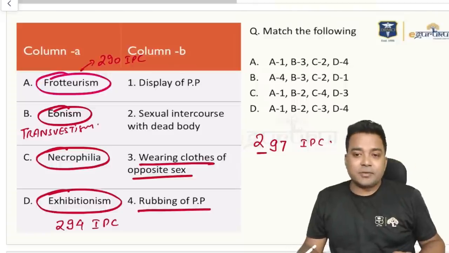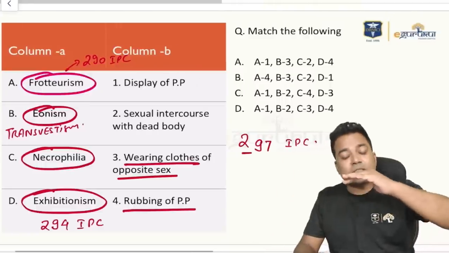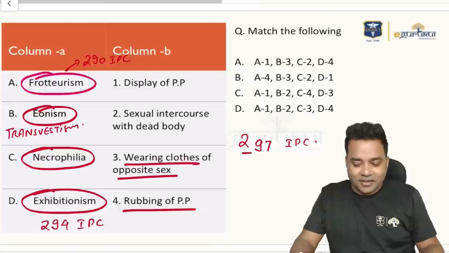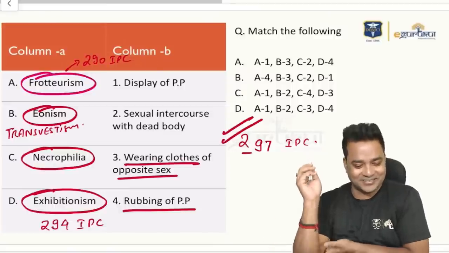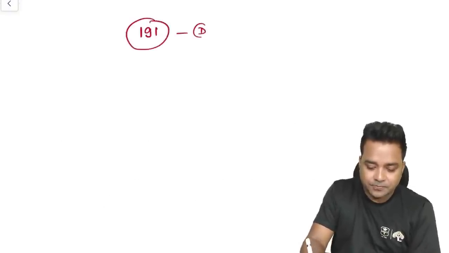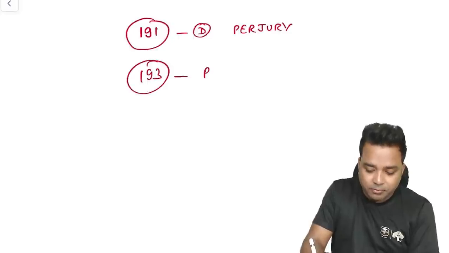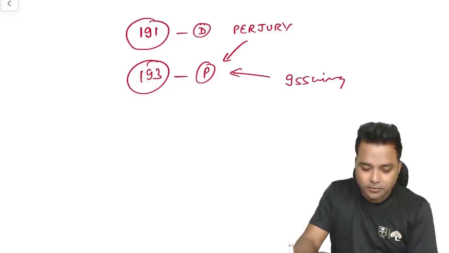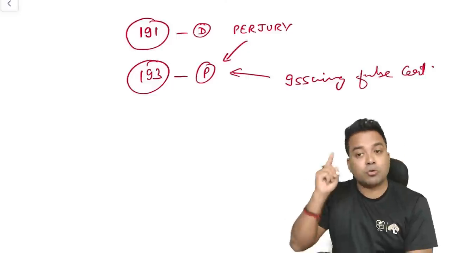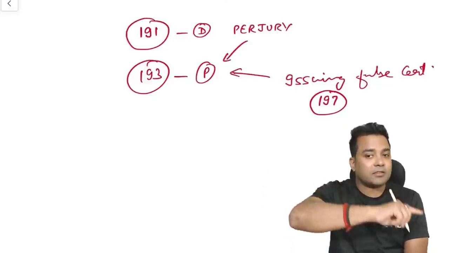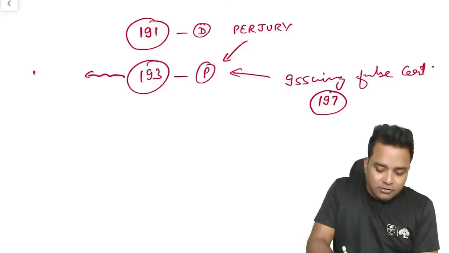197 toh kabhi nahi hoga. 197 is punishment for perjury, sorry, 197 is issuing of false certificate by a doctor. 197 toh kabhi nahi hoga. 297, haan, Arisha Khan has answered correctly, 297. Toh ek baar revise kar lo, 191 kya hota hai, 191 defines perjury. What is perjury? Willfully giving false evidence under oath. 193 defines punishment for perjury. 193 also defines punishment for issuing a false certificate by a doctor, which is a punishable offense defined in 197, jiska punishment kaise milega 193 ke according. This is the maximum punishment provision in 193 IPC, up to 7 years.